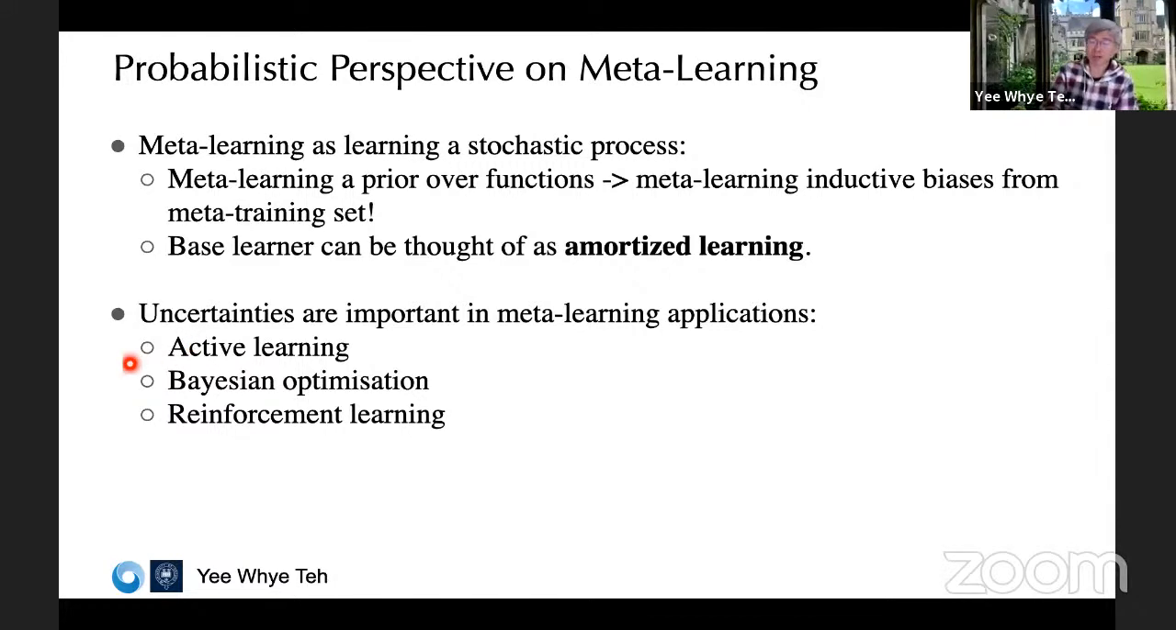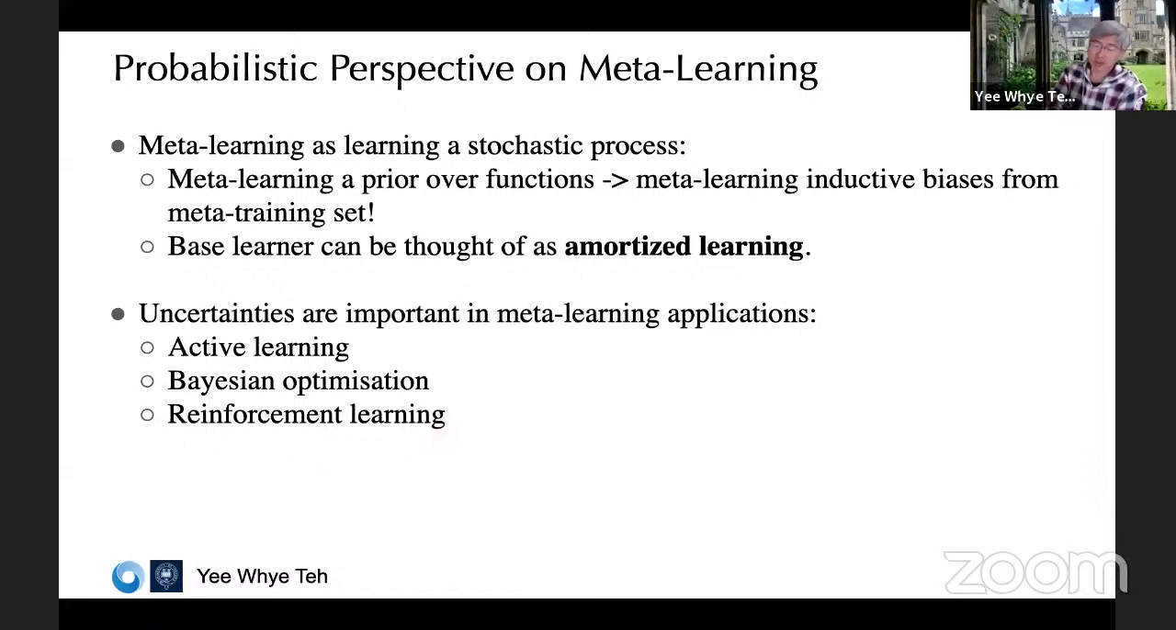We might be interested in Bayesian optimization, where we have some unknown function and we might want to try to decide... Bayesian optimization is a procedure where we try to minimize the function by evaluating it on as few locations as possible. And finally, it might be important in reinforcement learning as well.